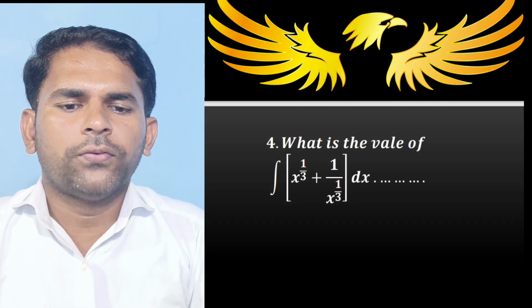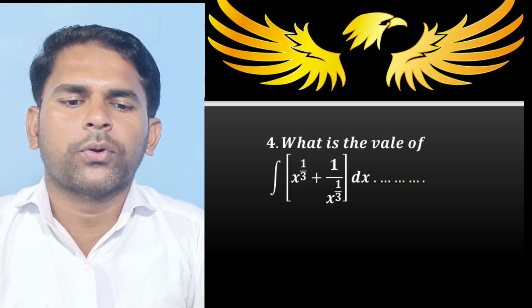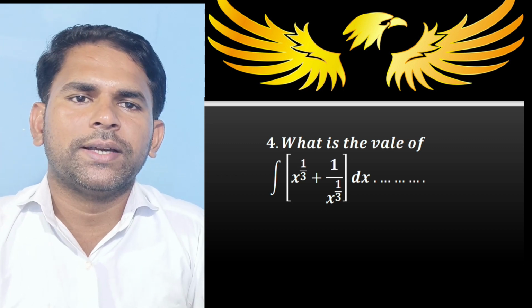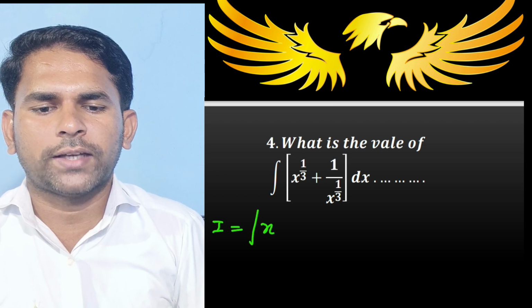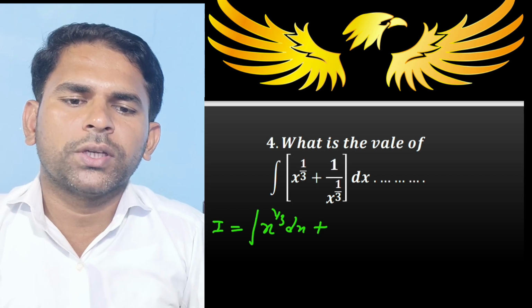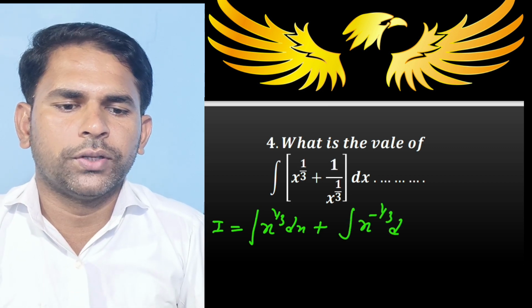What is the value of integration of x power 1 by 3 plus 1 upon x power 1 upon 3 dx? Here also no limit is given, it means it is an indefinite integration. So we can write it separately, integration of x power 1 upon 3 dx plus this x power 1 upon 3 we are considering upside. So we can write here x power minus 1 upon 3 dx.